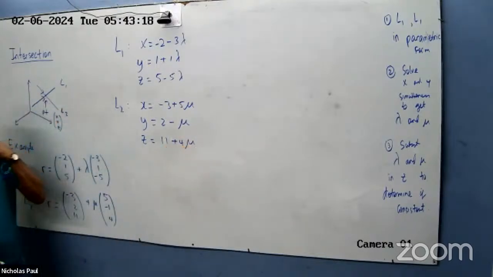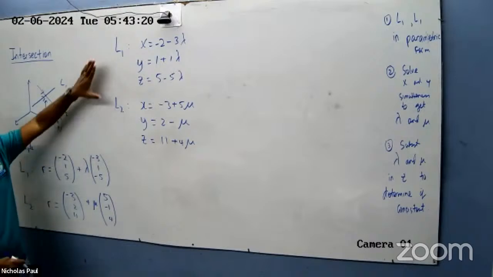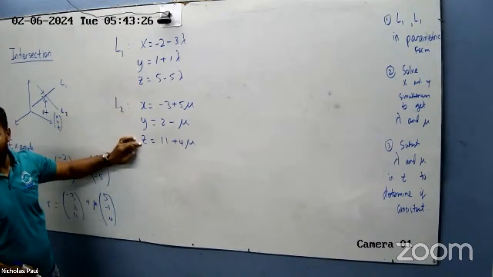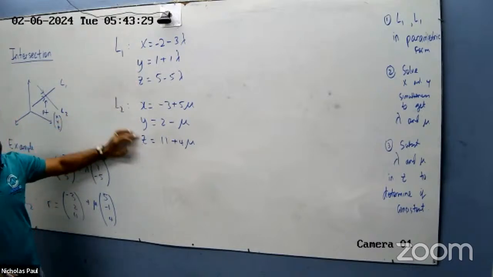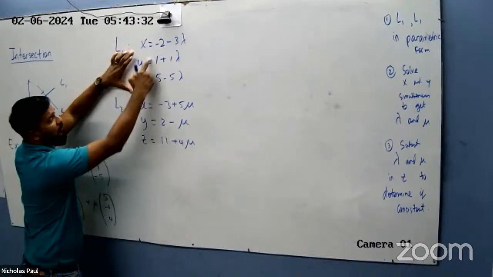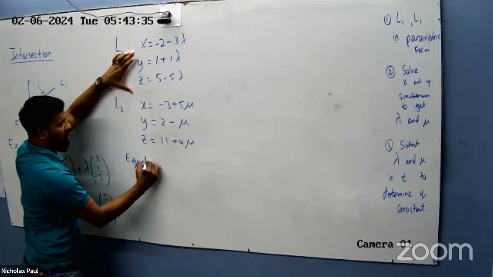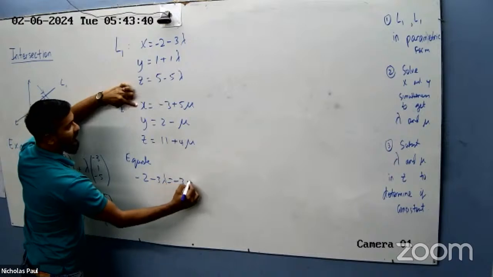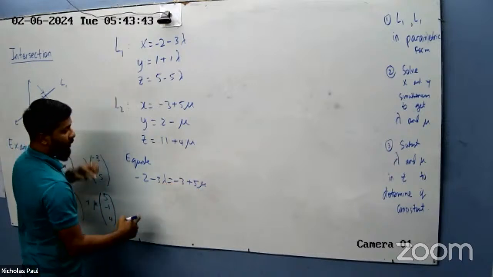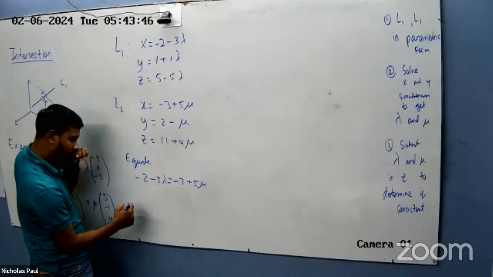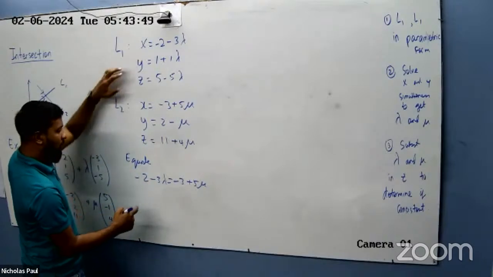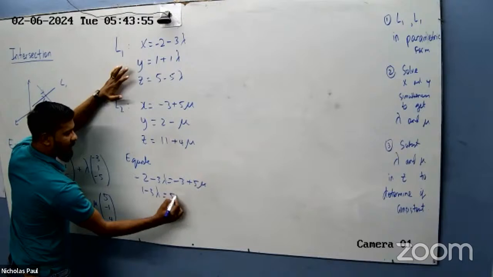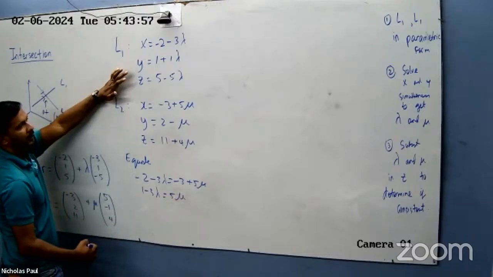Right. Now, next step. We have to solve simultaneously. If these two lines intersect, then the X values will be equal, Y values will be equal, Z values will be equal. All right? So all I'm going to do is equate. I'm going to equate here and here. So minus 2 minus 3 lambda is minus 3 plus 5 mu. Right? We can rearrange and work it out. Bring it across, you'll get 1 minus 3 lambda is equal to 5 mu.